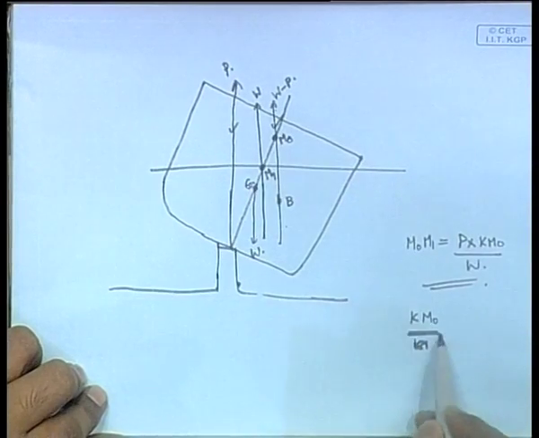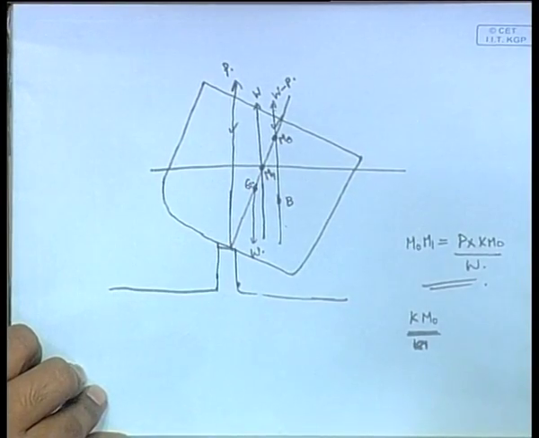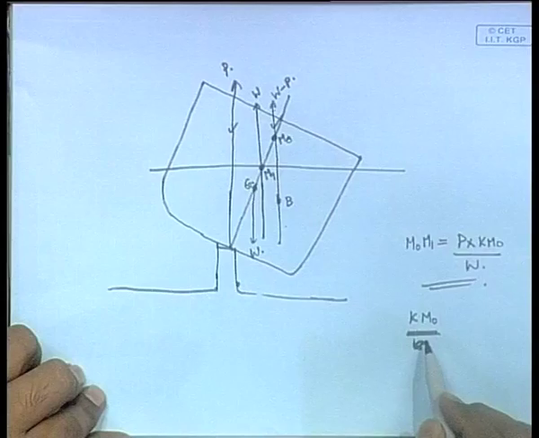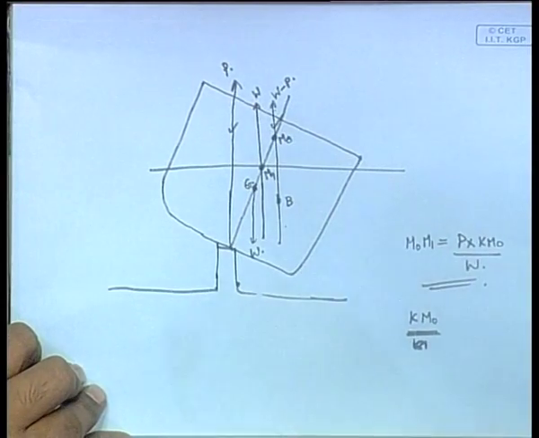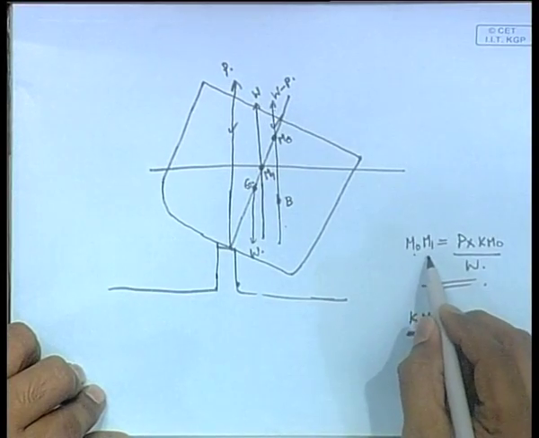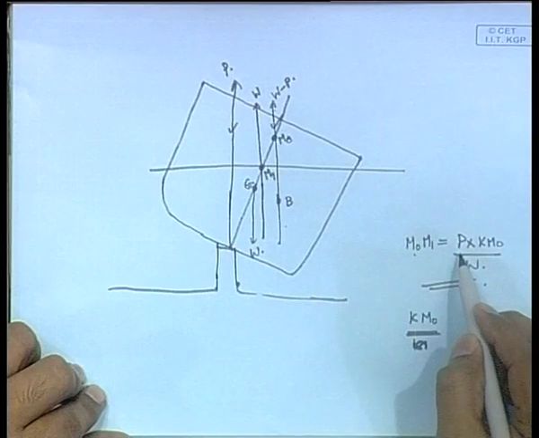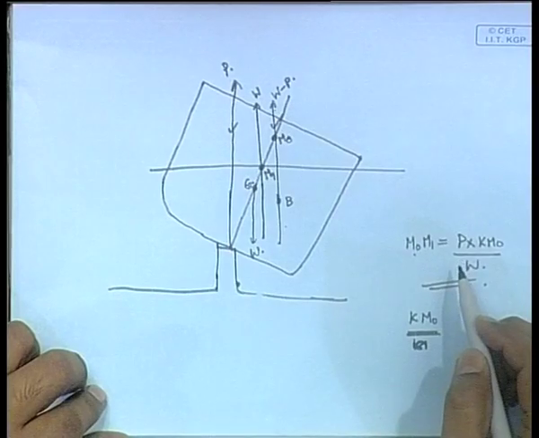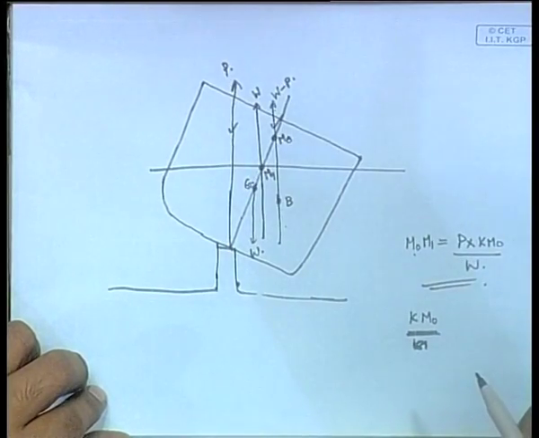So, right now here we have Km0. Suppose you are given Km0, from the hydrostatic data we have Km0. Once you have that, then using this equation you can get M0M1, provided you know P. One way to find P is again from the hydrostatic data, that is what I will explain.